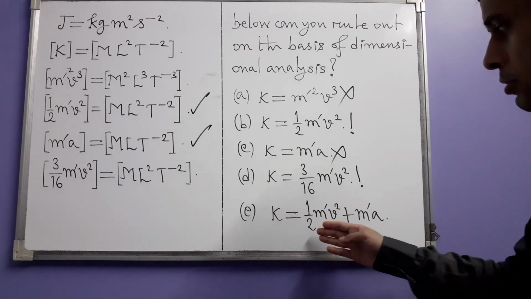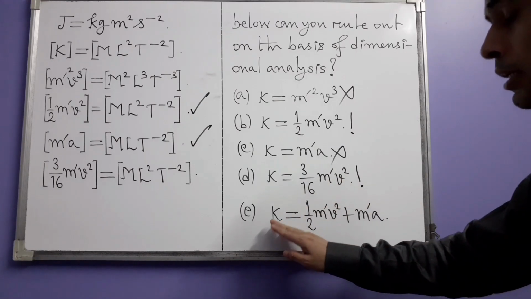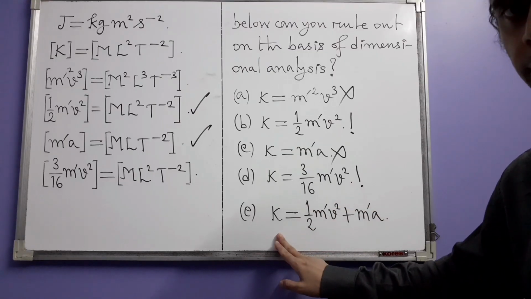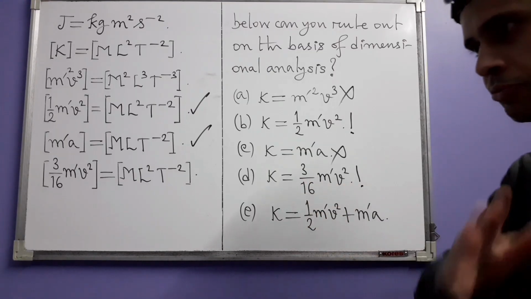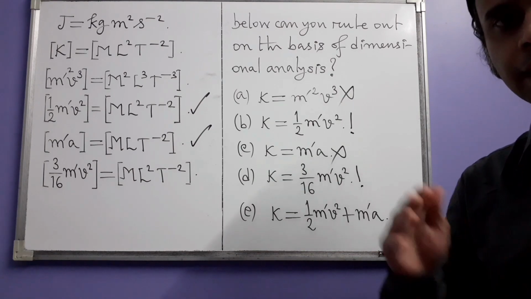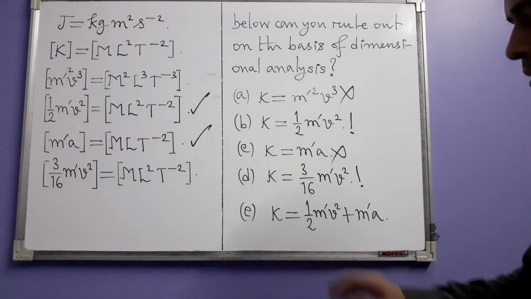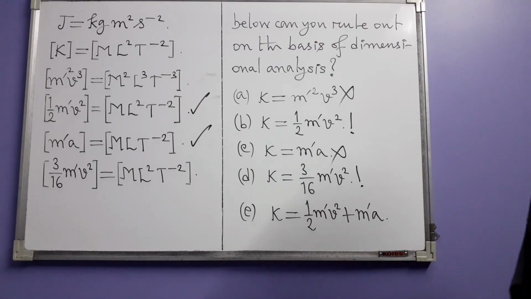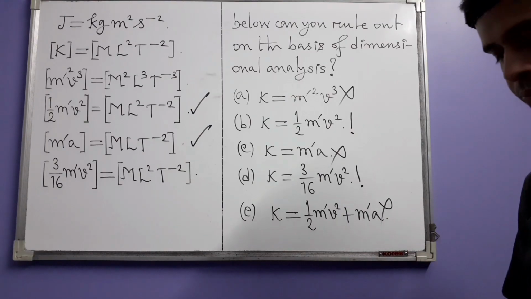So there is no need to check how the dimension of this quantity equals or does not equal the dimension of this, because this quantity is not a physical quantity. It does not have any dimension. Not in the sense that it is dimensionless, but its dimension is not defined at all. So that is why this one is also ruled out.